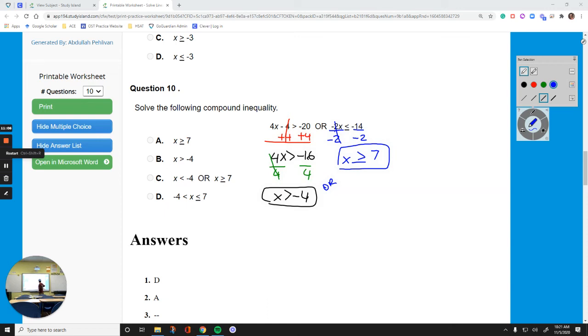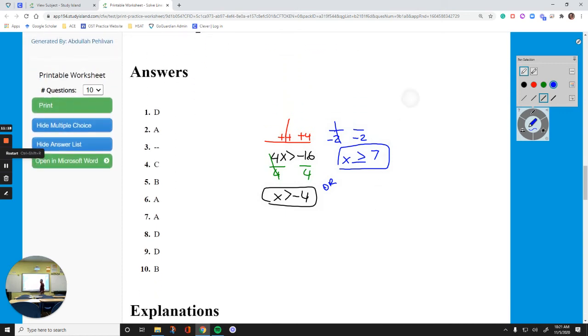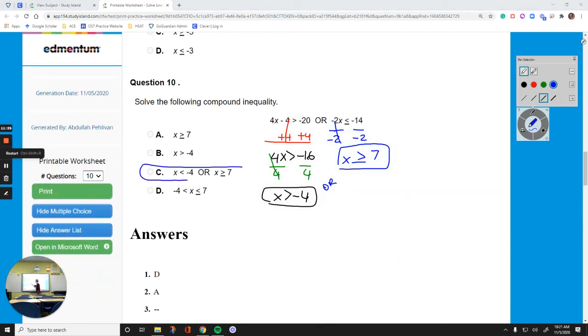Let me show you one thing. Let me see if that's in the answer. Okay, so the answer to this is not going to be C. You see that? Number 10 is B. It's not C, even though we found x is, oh, that doesn't say greater than, anyway. But even if you had this as your answer, let's say we have an E, a fifth option, that says x is greater than negative 4 or x is greater than 7. Even if you had this one in the answer, this would not be the correct answer.